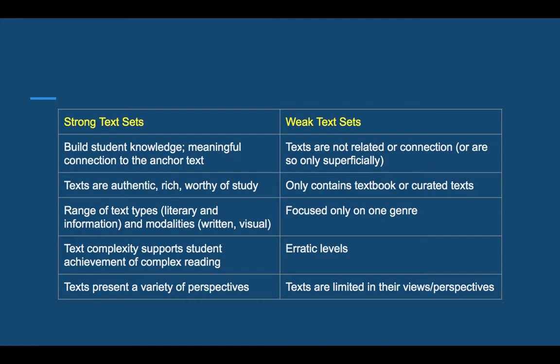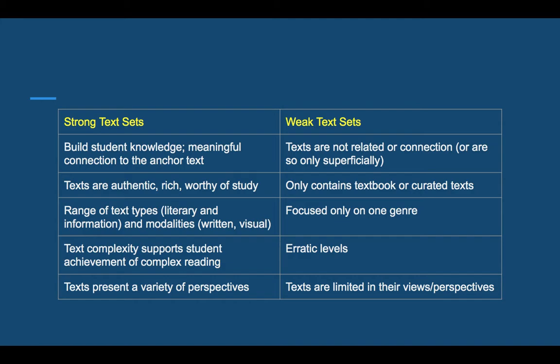So what makes a strong text set versus a weak text set? A strong text set builds a student's background knowledge. It has meaningful connections to the anchor text. In a weak text set, the connections are either very superficial or not there at all. Strong text sets have authentic, rich texts that are worthy of study. A weak text set is all just more of the same: more textbook, more curated text, things that are very inauthentic.